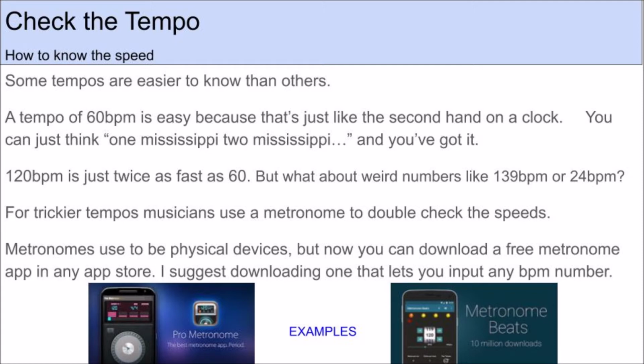And you can do that for slower tempos. If you have a tempo of 40 beats per minute, we'll start out with 60. And then slow it down yourself. You will not be exactly right, but you will be close. And that's good enough sometimes.